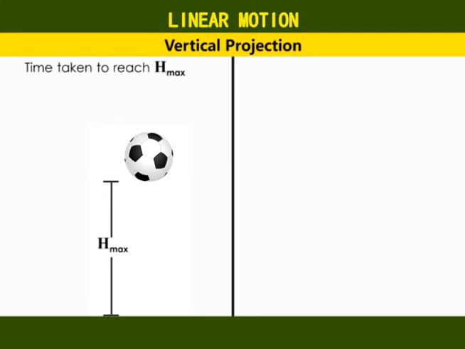The second component is the time taken to reach this maximum height. At maximum height, the final velocity v is equal to 0. From equation 1, we shall have 0 is equal to u minus gt, meaning that t is equal to u over g.